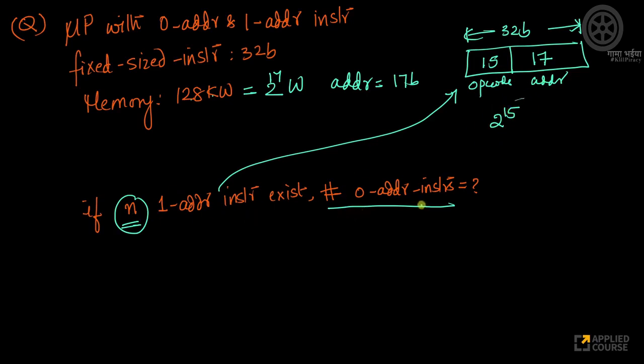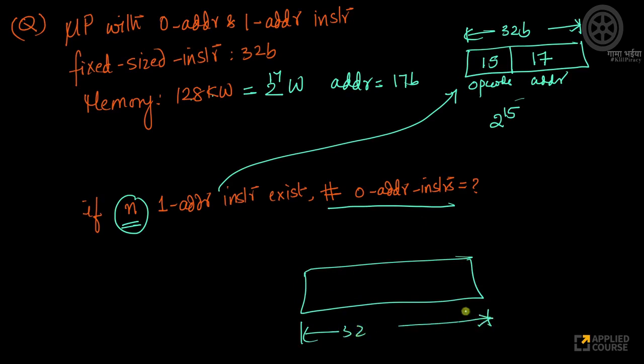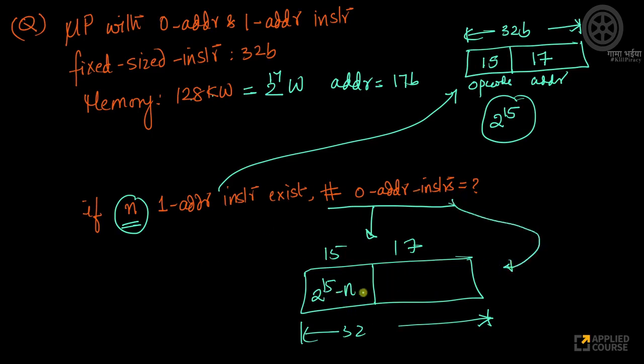So if you look at this whole 32 bits and break it down into your 15 bits and 17 bits, n of these 2 power 15 values are assigned for your one address instructions. So how many are left for zero address instructions now? 2 power 15 minus n are left here. And now in your zero address instruction, we will be expanding the opcode, which means 2 power 17 are possible here. So what is the total number of zero address instructions possible? 2 power 15 minus n, into 2 power 17. That's it. Very simple computation.